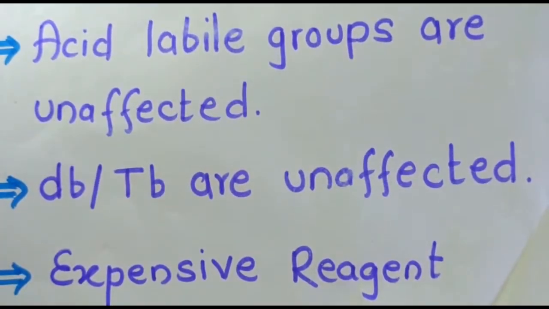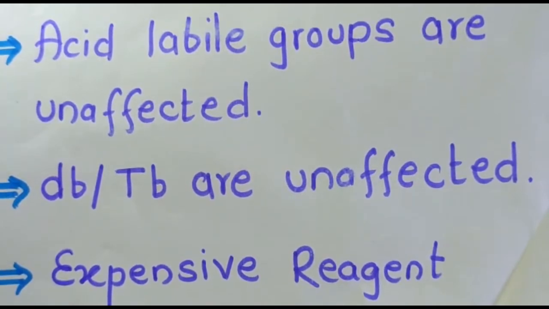This is one of the most expensive reagents used for the oxidation of alcohols to the carbonyl group. So remember that the acid labile groups are unaffected during the reaction, as well as the double bond and triple bond, and this reagent is a very expensive reagent.